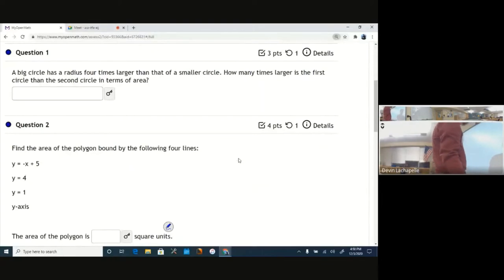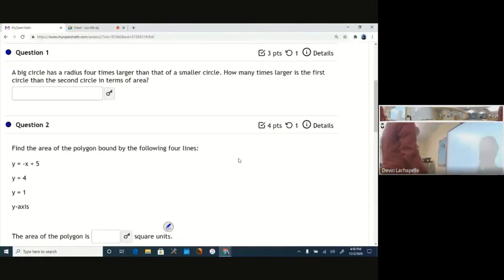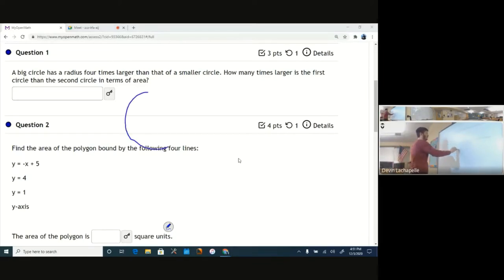All right, we are on to round number 2. A big circle has a radius 4 times larger than that of a smaller circle. How many times larger is the first circle than the second circle in terms of area? Okay, so we're dealing with circles here. And it says big circle and a smaller circle. So I'm going to just go ahead and draw a little rough sketch there. There's my big circle. There's my small circle.